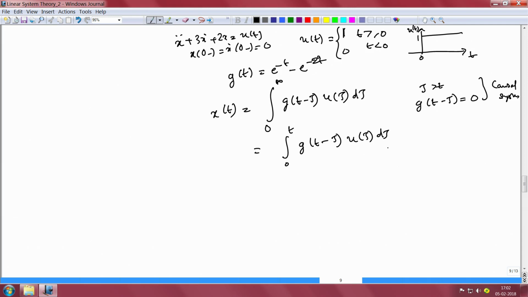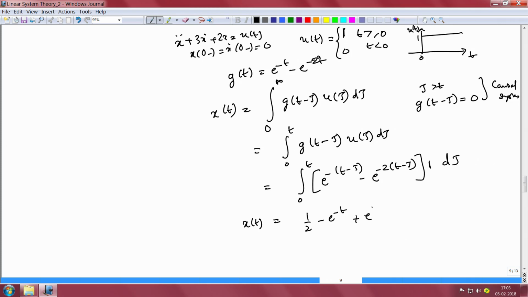So, this is the integral that we have to evaluate, and we shall do this by first substituting the value of g of t. So, g of t minus tau is e power minus t minus tau minus e power minus 2 times t minus tau, and we multiply it with u of tau, which is a constant of magnitude 1, and we integrate this between the limits 0 to t. If we do the integration, we will discover that this integral is equal to half minus e power minus t plus e power minus 2t by 2.